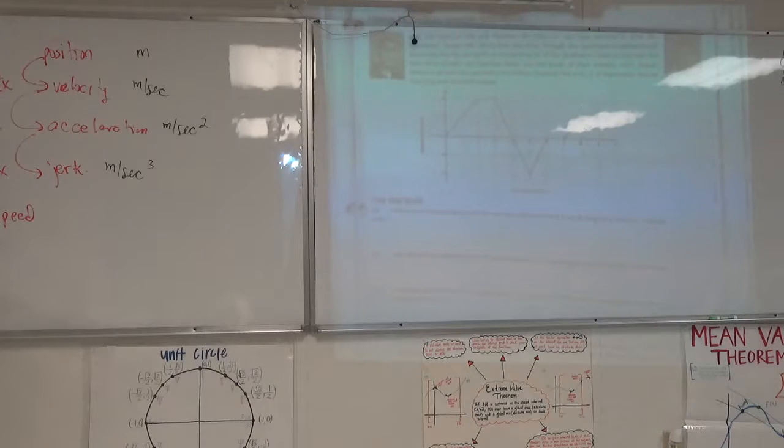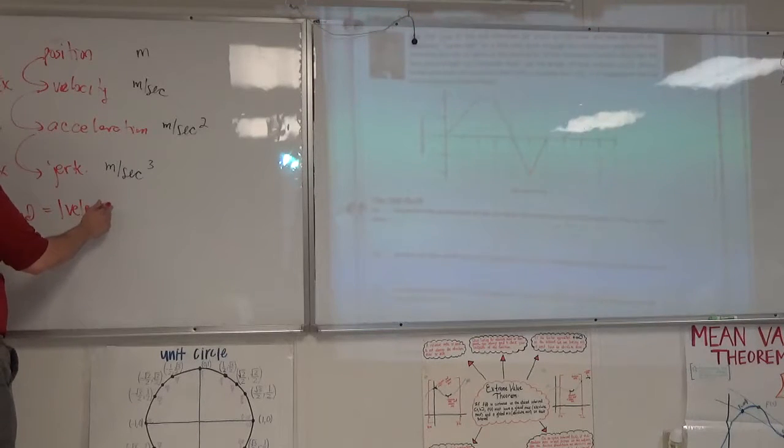No? Somebody help her out. Things you remember: speed and velocity. What's the connection there, Carmen? Speed is the absolute value of velocity. Okay, speed is the absolute value of the velocity.